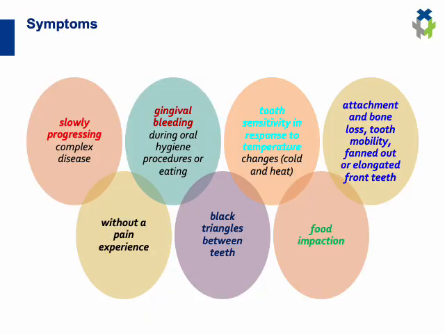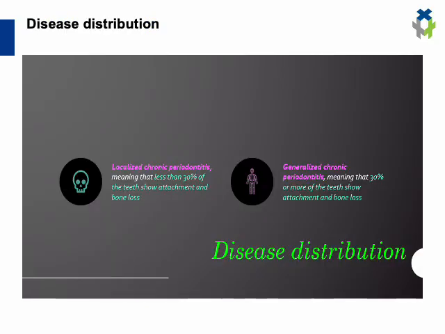The various symptoms of chronic periodontitis are: it's slowly progressive in nature, gingival bleeding, tooth sensitivity in response to temperature, attachment and bone loss, tooth mobility, food impaction, and black triangles between the teeth, without a pain experience.